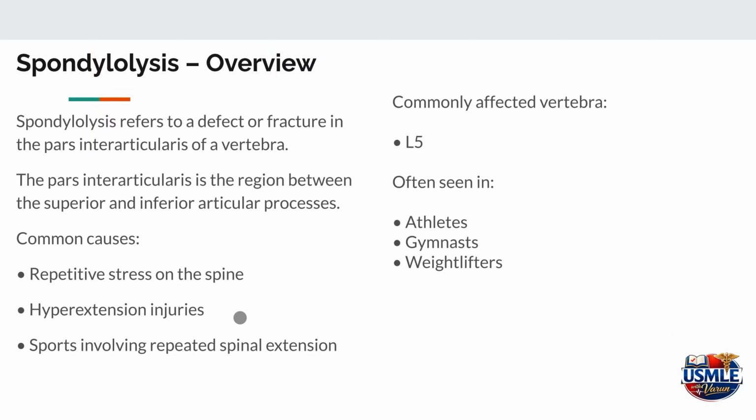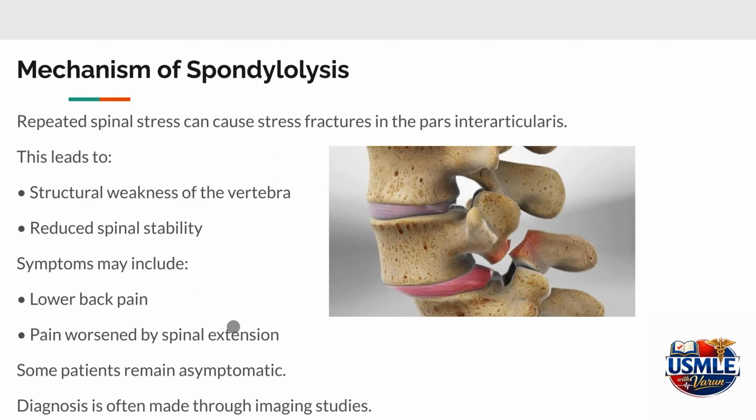This condition commonly occurs in athletes who perform repetitive spinal extension. With repetitive spinal extension, there might be a fracture of the pars interarticularis, because that's a kind of stress fracture occurring at the level of the vertebra. When the vertebra becomes unstable, it might slip forwards over the vertebra below it. When such slipping happens, it is called spondylolisthesis.